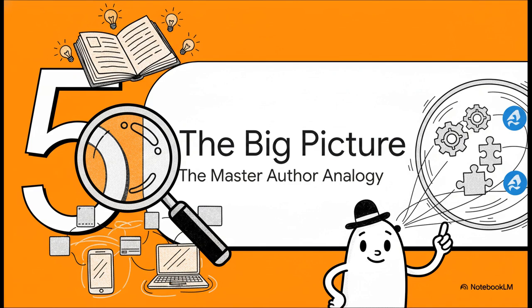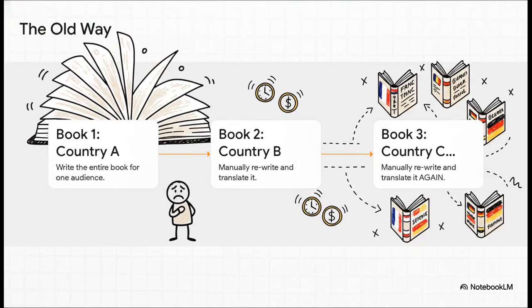Okay, to bring this all together, let's use a really simple analogy that I think crystallizes the whole concept. It really brings the big picture into perfect focus. So think of the old way of developing apps like being an author. First, you write your entire book for, say, an English-speaking audience. Great. But now, to reach a French audience, you have to manually rewrite the entire thing. And then you have to do it all over again for a Spanish audience, and so on. It's slow, it's expensive, and it's so easy for mistakes to creep in with every new version.